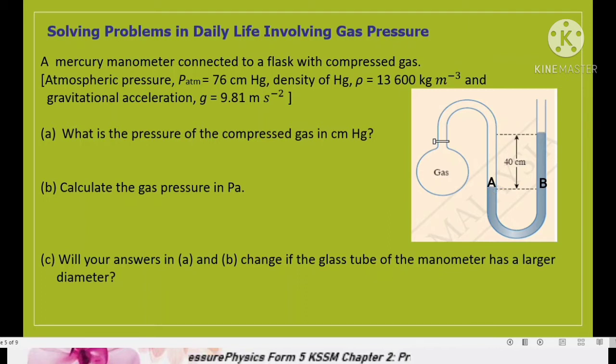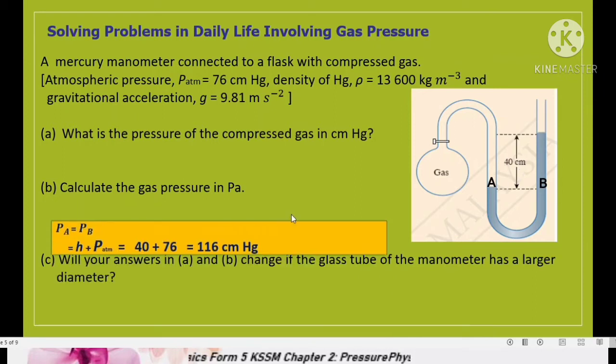How to determine pressure at point A? Remember what we have discussed before. Same level, same liquid, same pressure. Thus, pressure at A equals pressure at B. What is pressure at B? What we have above point B: this one is open to surrounding air, so there is atmospheric pressure. And then above point B, there is 40 centimeter of mercury.